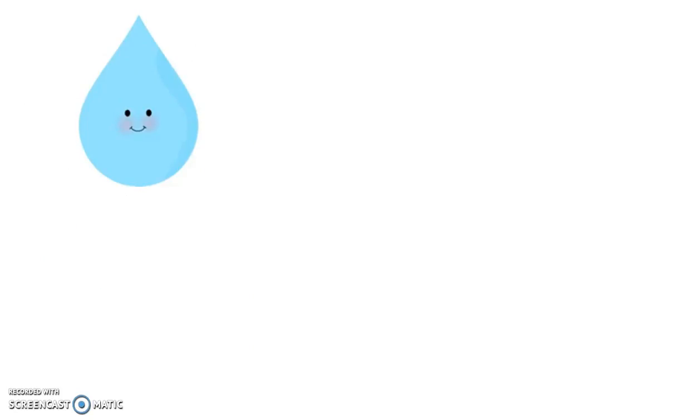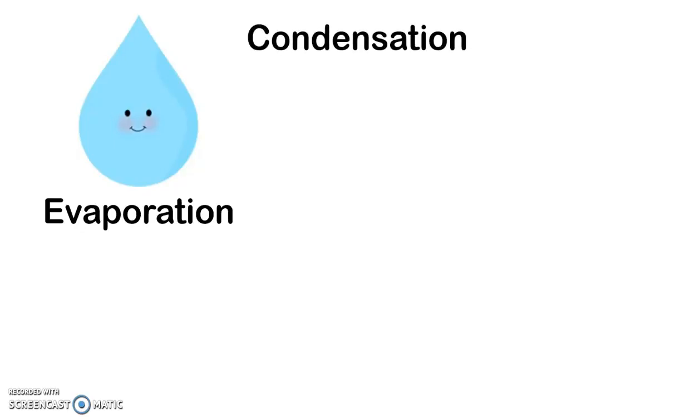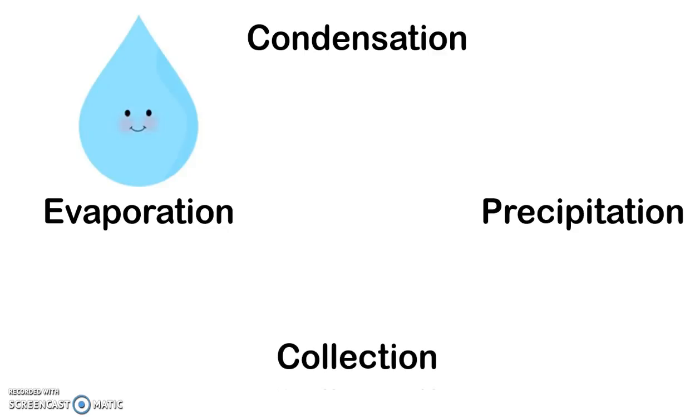Now let's review. Water moves in a cycle called the water cycle. It starts out with evaporation. The water heats up and turns into water vapor. Next comes condensation, where the water cools and turns into clouds with water droplets. Then the water becomes so heavy that the water drops cause precipitation. Finally, the water runs and collects in ponds and streams, which is collection. After collection, the water keeps moving in the cycle over and over and over again.